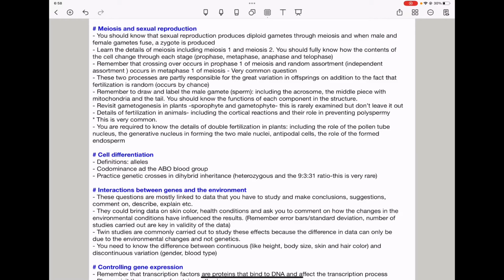You are required to know the details of double fertilization in plants, including the role of the pollen tube nucleus, the generative nucleus in forming the two male nuclei, the role of the antipodal cells, and the role of the formed endosperm within the seed that is produced.